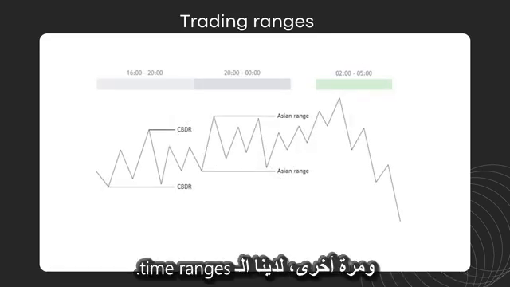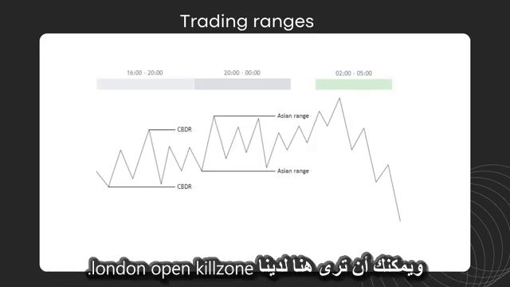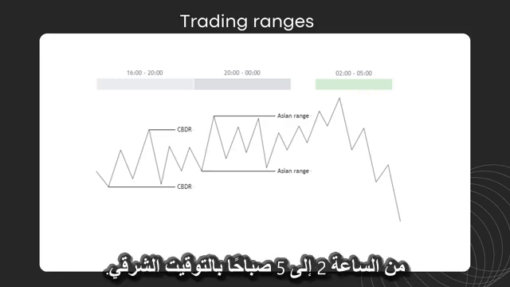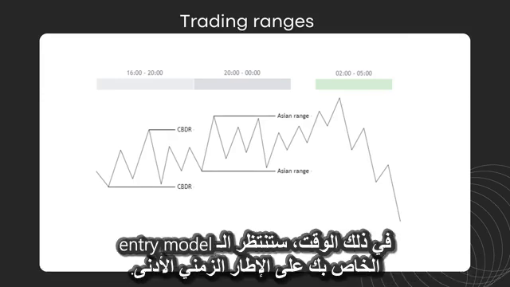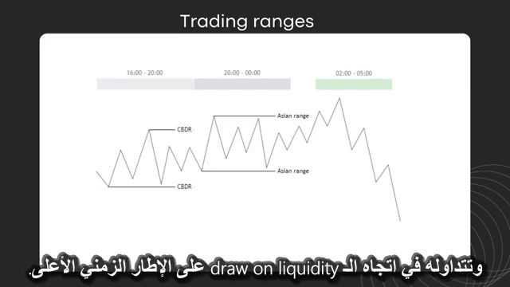And then again we've got the time ranges, and you can see here we've got the London Open close from 2 to 5 a.m. Eastern time, and that is a key time for the Asian range to be purged. Once it's purged, at that time you're going to wait for your entry model on the lower time frame and trade it in the direction of the higher time frame draw on liquidity.